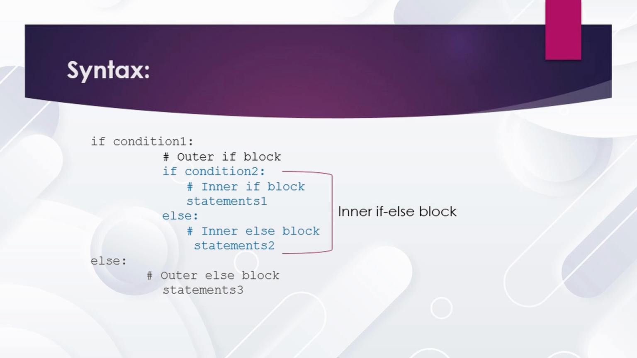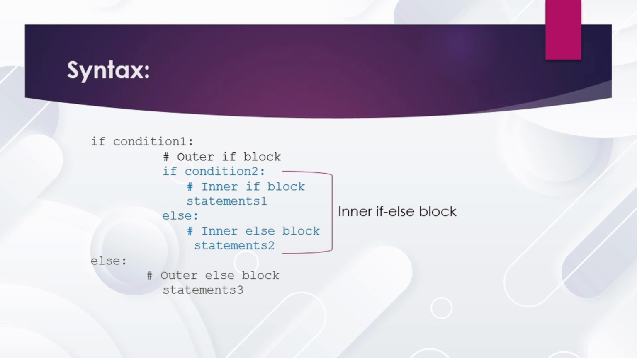Once the program enters the outer if block, it checks condition 2. If condition 2 is true, it executes statements 1 that is inside the inner if block. If condition 2 is false, then it moves to the inner else block and executes statements 2.